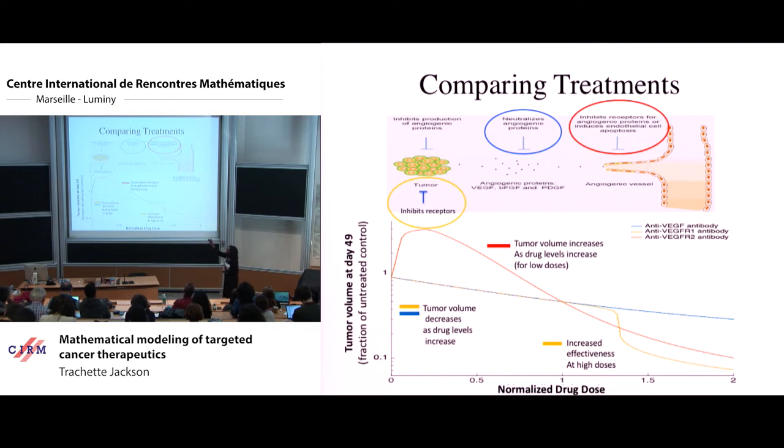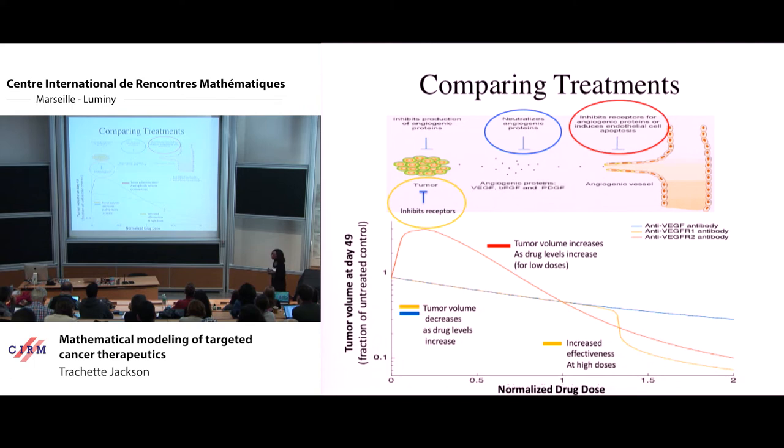What we see if we just give a drug that blocks receptors on tumor cells is that, that's the yellow curve, it tracks right along with the blue curve for ligand trap treatment, but there's a threshold effect. Once we get enough drug in the system, we start to see a significant drop in the tumor levels, and that makes sense because we're actually directly inhibiting the tumor itself in this case. What was a little more surprising was the red curve.